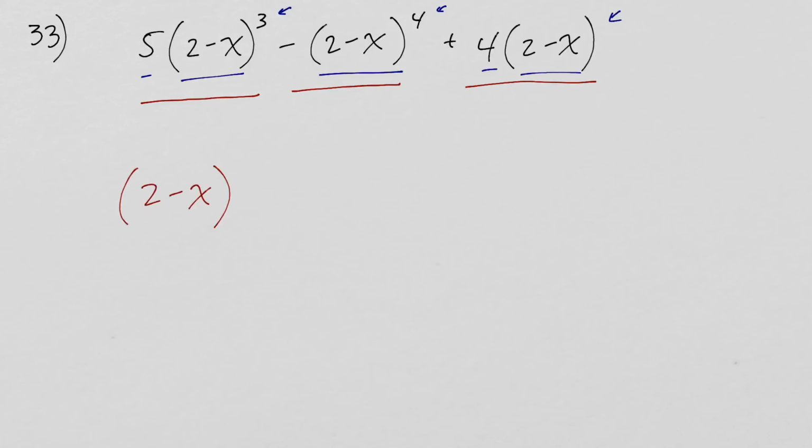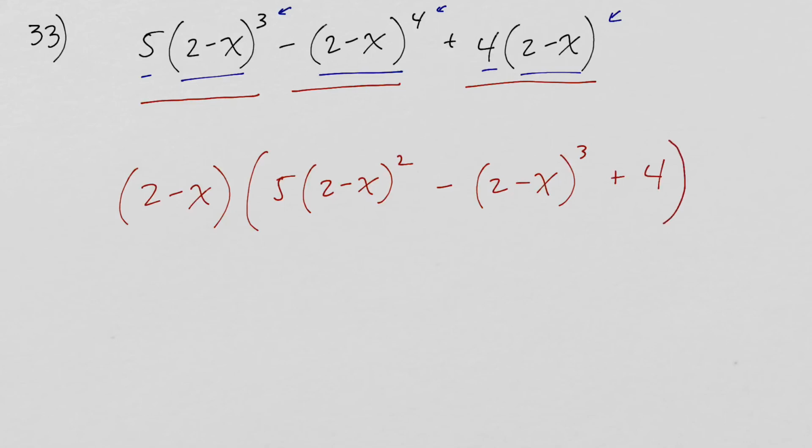And that's going to leave me with 5 and 2 minus x squared minus 2 minus x cubed plus 4. Okay, and then I can clean this up a little bit. Let's see, what can I do to clean this up?